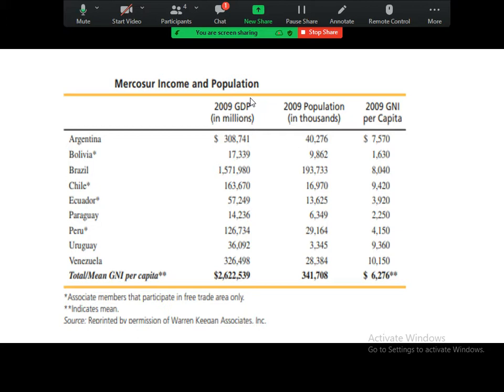Much depends on the successful outcome of this experiment in regional cooperation. The early signs were positive, as trade between the four full member nations grew dramatically during the 1990s. However, the region has experienced a series of financial crises. For example, Brazil's currency was devalued in 1995 and again in 1999. So we will talk more about this Mercosur.